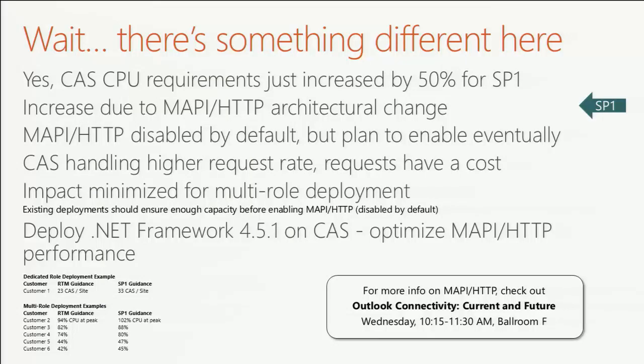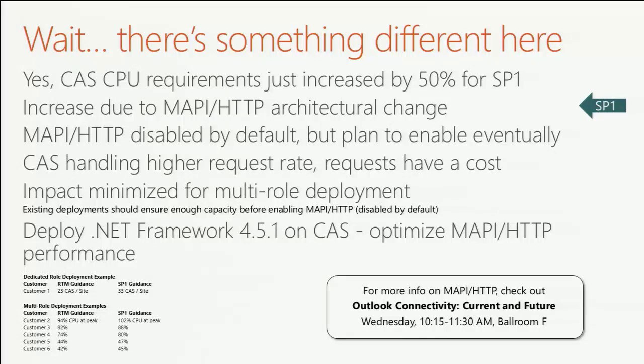So the other examples, and you should take a look at this, go download the deck off the Yammer site after. The other examples for multi-role actually show a much lower impact. So as an example, customer 4 there was sized in such a way that their servers were going to be running at 74% CPU at peak on these multi-role boxes. With the SP1 guidance change, that increases to 80. That means they have to do nothing. They're completely covered, no problem.